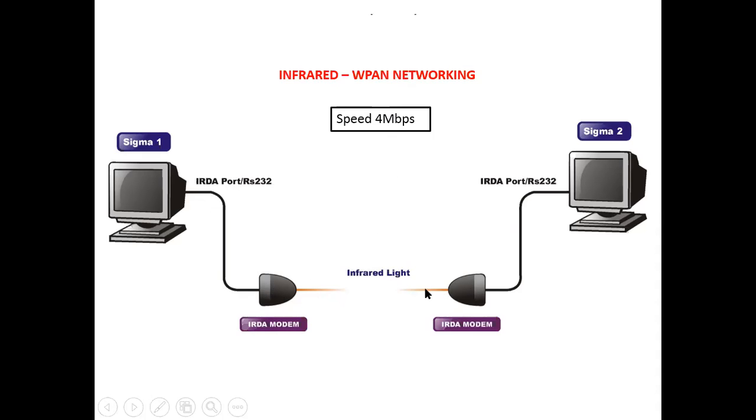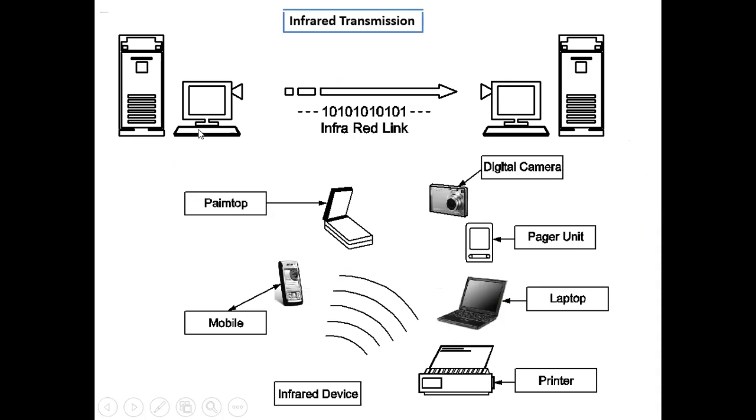So for point to point communication, you don't want any obstacle in between. So infrared WPAN, wireless personal area networking, can go up to 4 Mbps. Next, these are the applications: with the help of an infrared transceiver, you can have a digital camera, pager unit, laptop, printer, infrared devices like mobile, palmtop. You can communicate with the controller, and you can have infrared data communication.